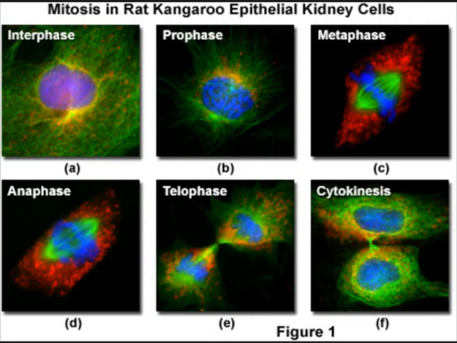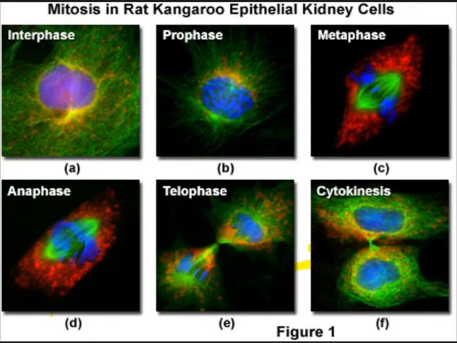This is mitosis in rat kangaroo epithelial kidney cells. I think you are familiar with the terms. We have your interphase, prophase, metaphase, where they are in the middle. Then your anaphase, where they are starting to separate. Then telophase, where they are completely separated. Then your cytokinesis is where the cell cuts or separates, which results in two new identical cells, if I remember that correctly.